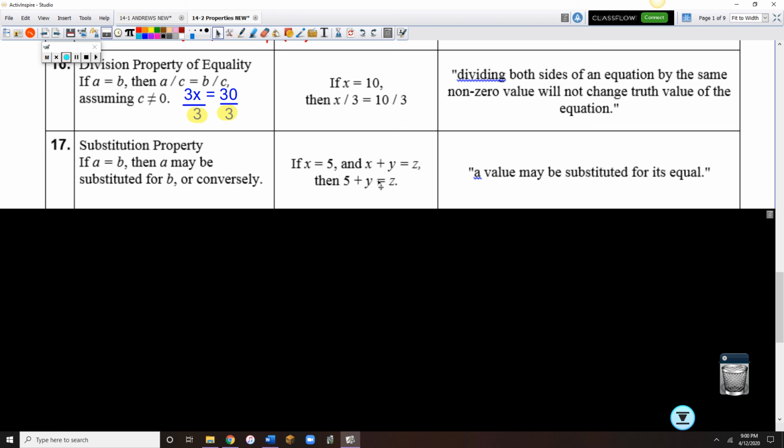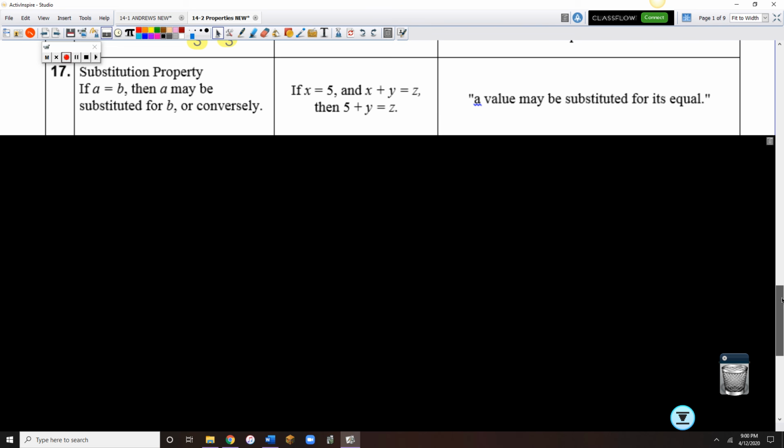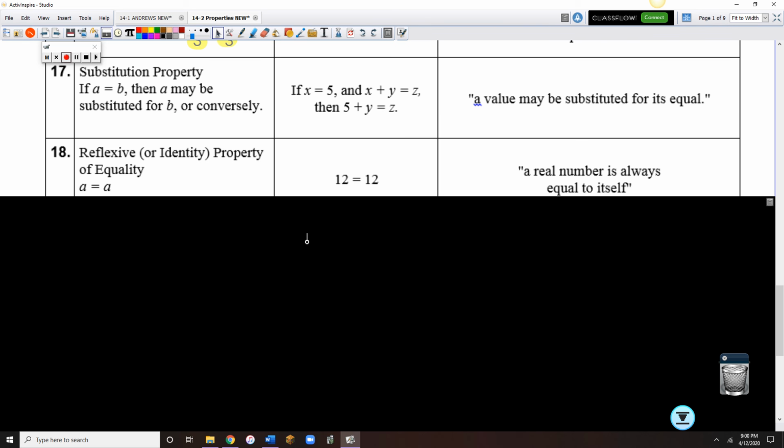Substitution property. Guys, we've done substitution all kinds of times. You find something, you plug it in. You know a letter, you plug it in. So we don't need to talk about that. Substitution property, we got that.